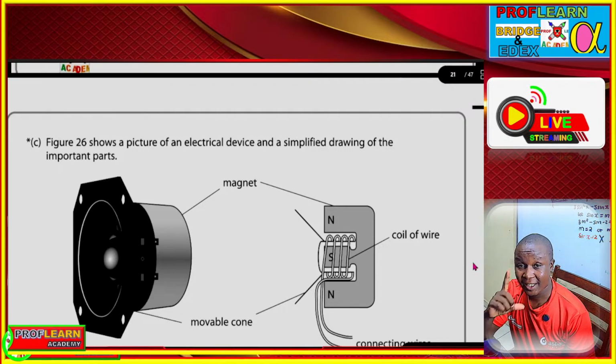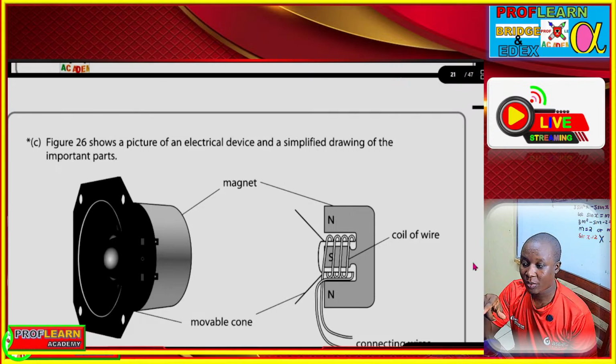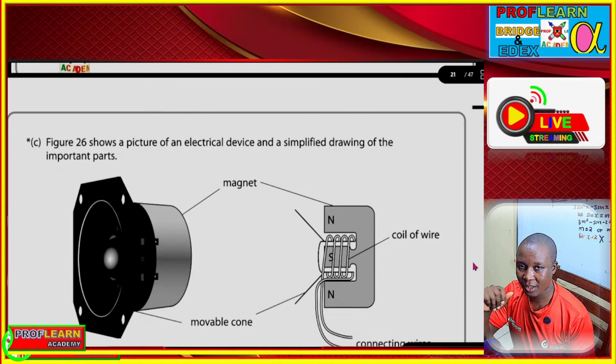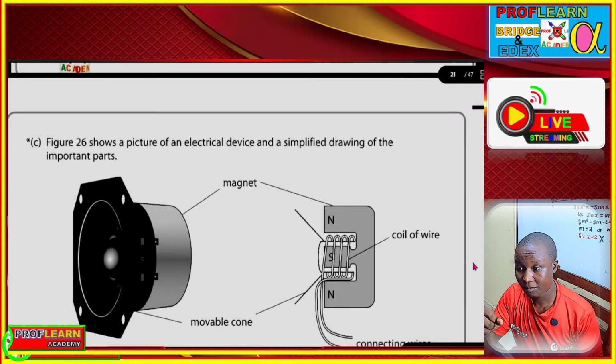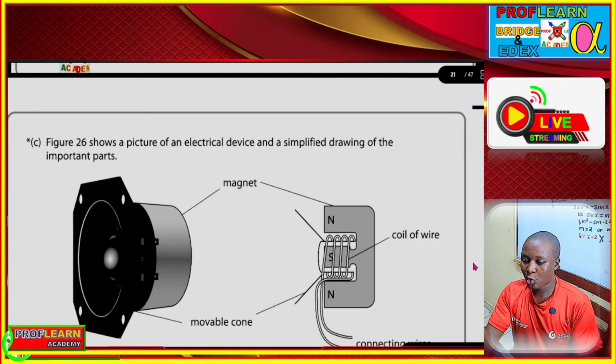There are main parts in a loudspeaker. Number one is a permanent magnet. Can you see it there? We have the north, south, and north. That is the permanent magnet. The purpose of this permanent magnet is to ensure that there are magnetic fields. The second most important component of a loudspeaker is a coil. That coil is wound here. Now the coil is attached to a movable paper cone. This paper cone can move if the coil is moving.